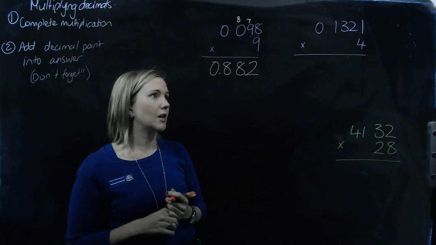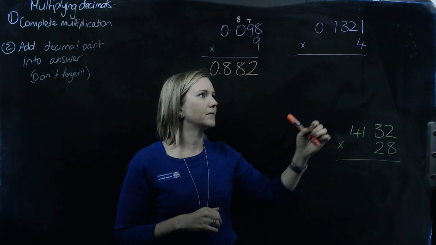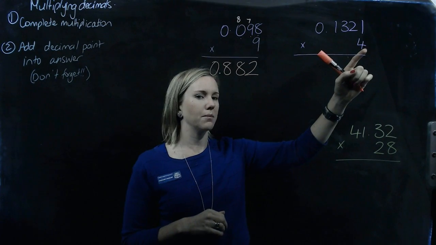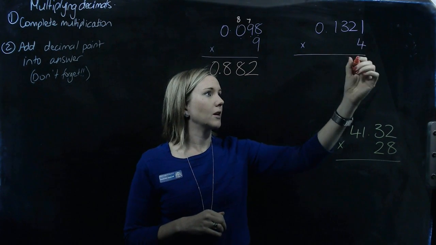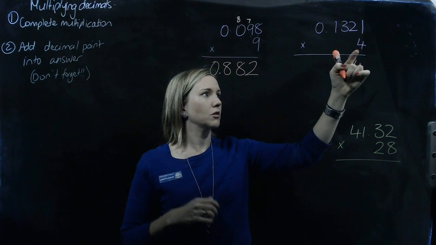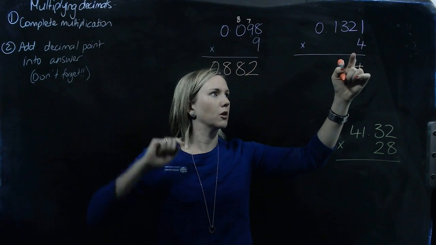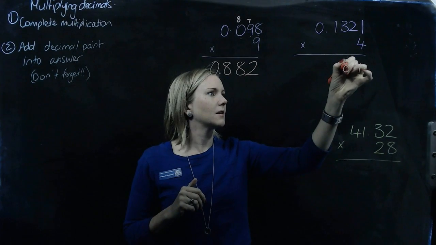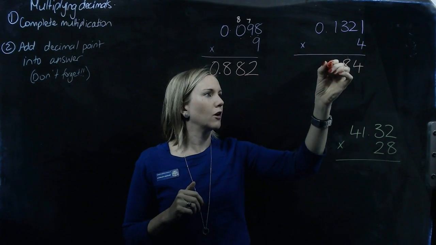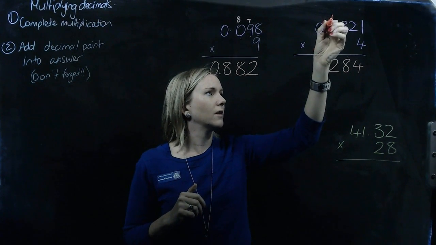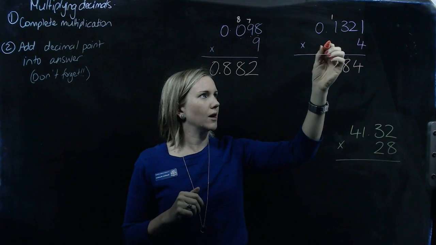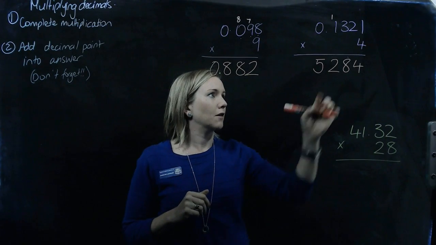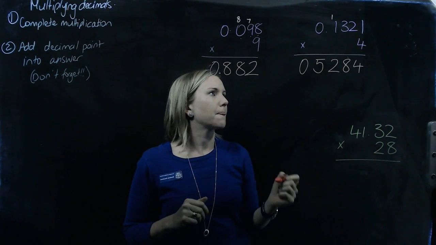Okay, so let's do another example. Alright, so 0.1321 multiplied by 4. 4 times 1 is 4. So I'm doing the first step now, remember, just doing the multiplication without worrying about the decimal. 4 times 2 is 8. 4 times 3 is 12. Put my 2 down, carry my 1. 4 times 1 is 4, plus 1 is 5. Okay, 4 times 0 is 0.